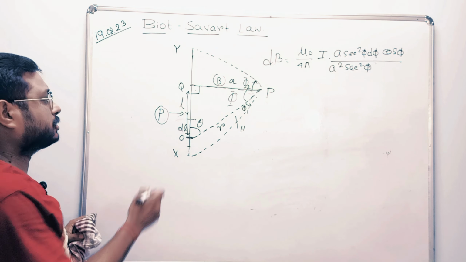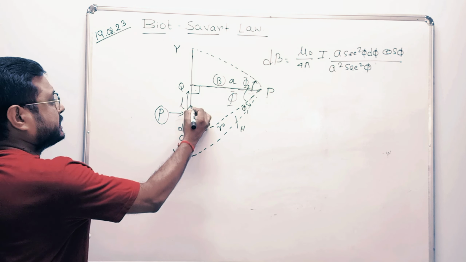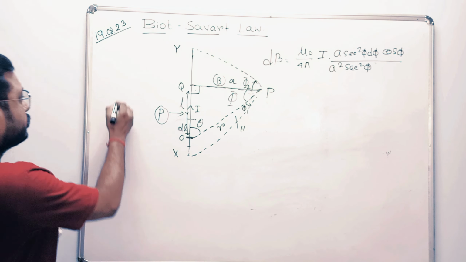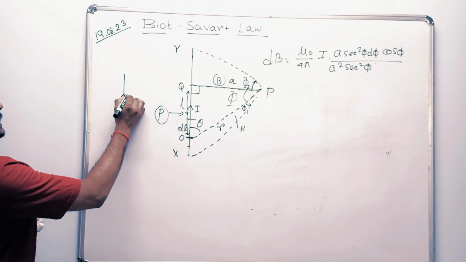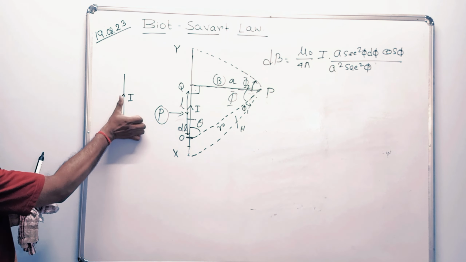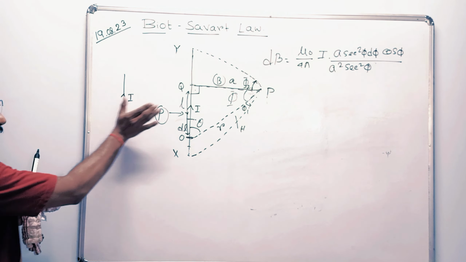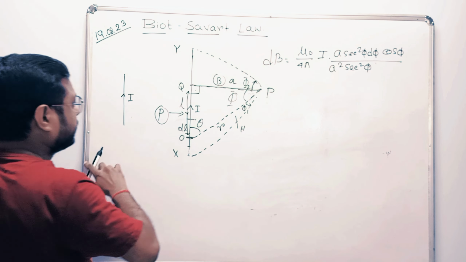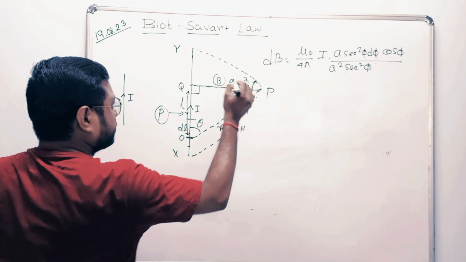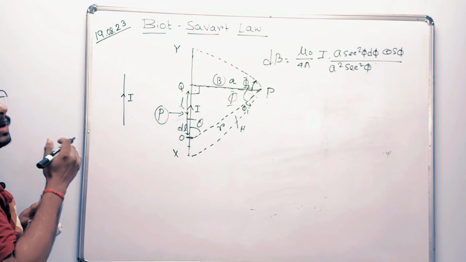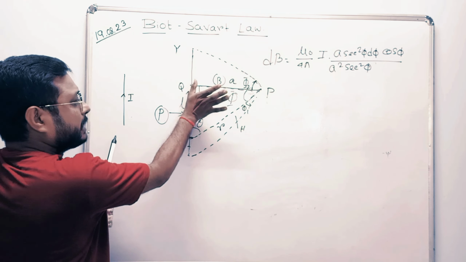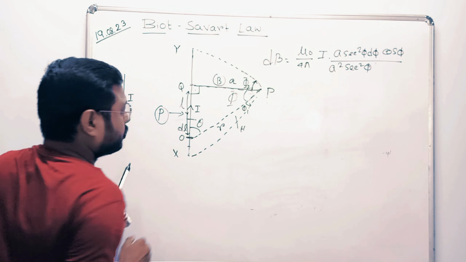So the direction of the magnetic field as the current passes in this direction: according to the thumb rule, if the current is along the direction of our extended thumb, then the fingers curl. Suppose you curl the fingers in this direction. At point P, the direction of the magnetic field is normally inward.